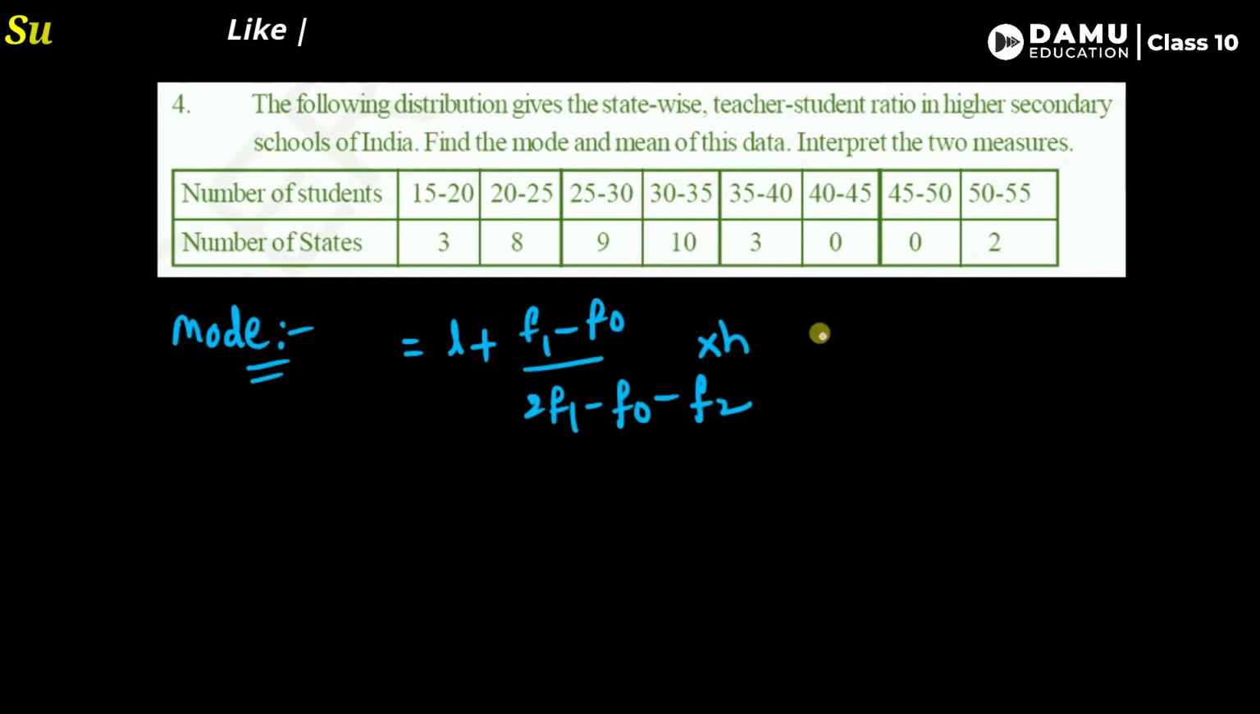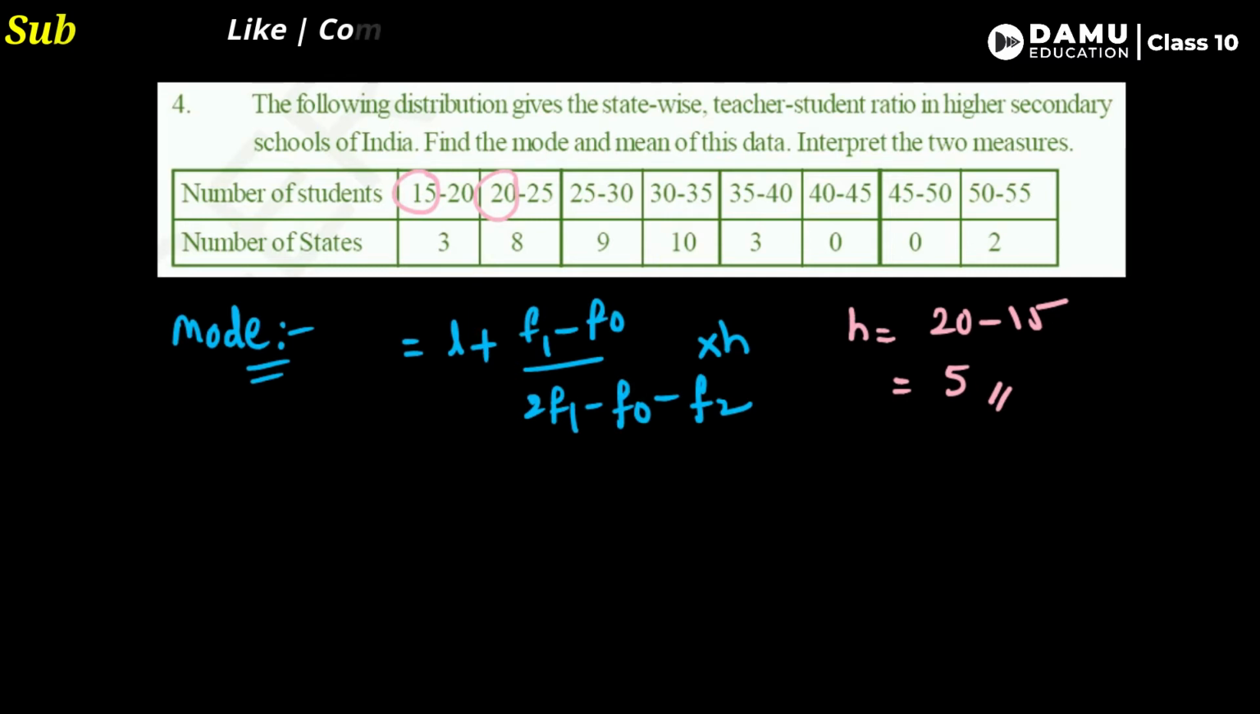So what is the h here? You can take h as the difference between the lower limits of successive class intervals, that is 20 minus 15. You can take upper limits also. 20 minus 15 is 5, so this is the class length h. We will take these values as they are and calculate.